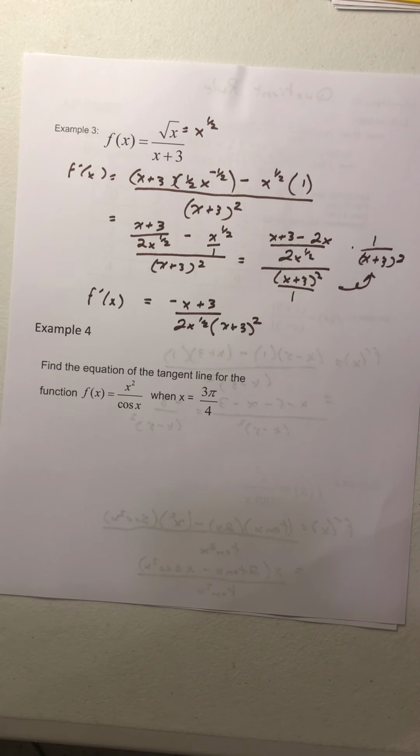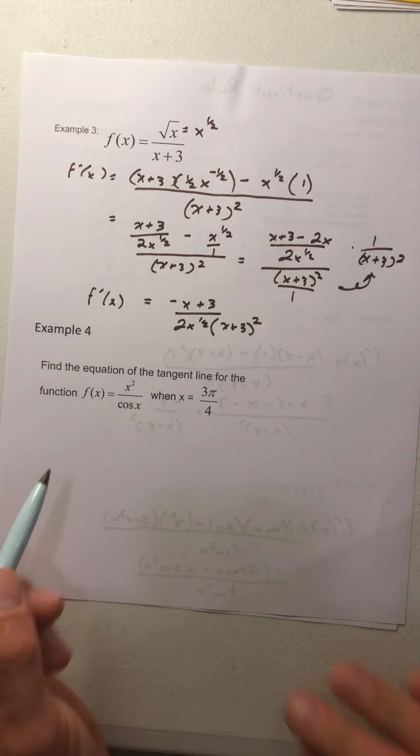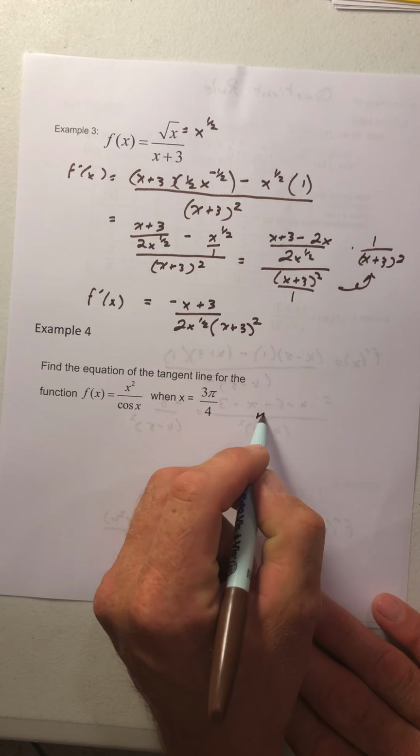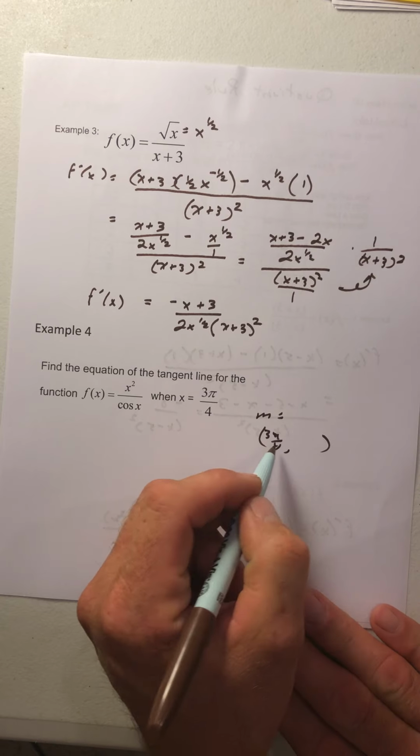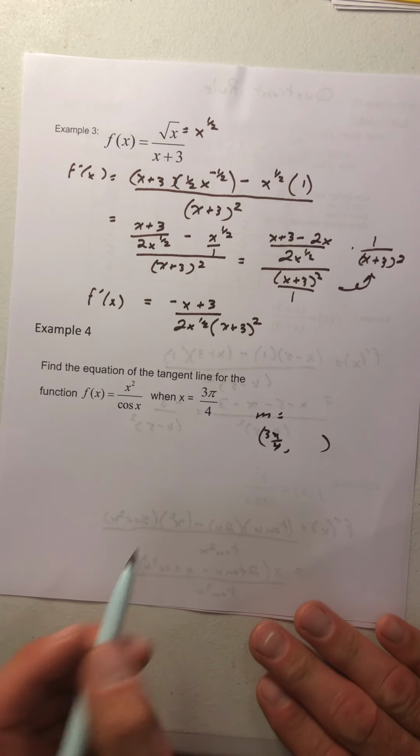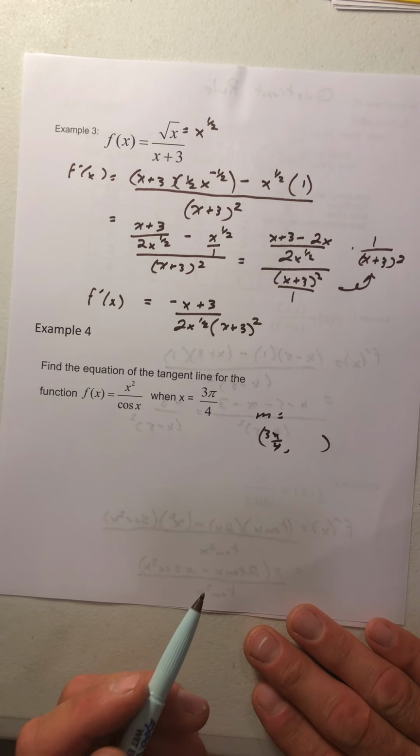All right, example 4, more of a typical kind of question that's going to be asked of us. Can we find the equation of the tangent line given f of x equals x squared over cosine of x, and x is 3 pi over 4? So, again, we're going to need the slope, and we need a point. And we know one piece of information. We know the x value. Can we find the y value? Can we find the slope?